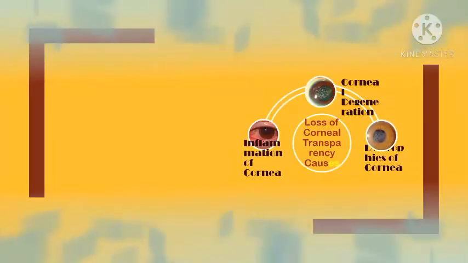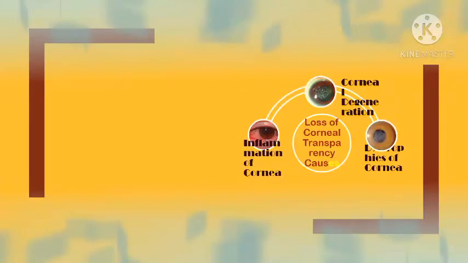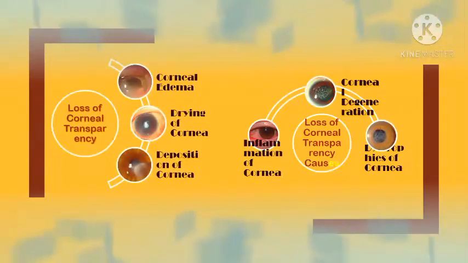Loss of corneal transparency causes. We have congenital degeneration, dystrophies of the cornea, inflammation of the cornea, corneal edema, drying of the cornea, and deposition in the cornea.